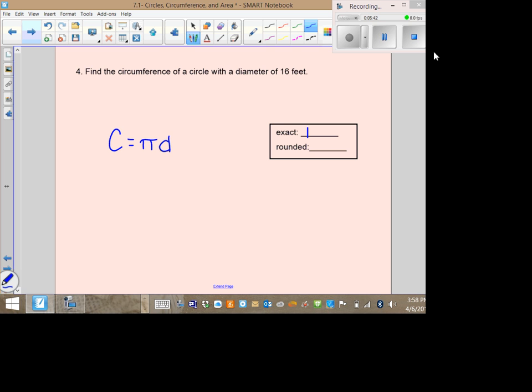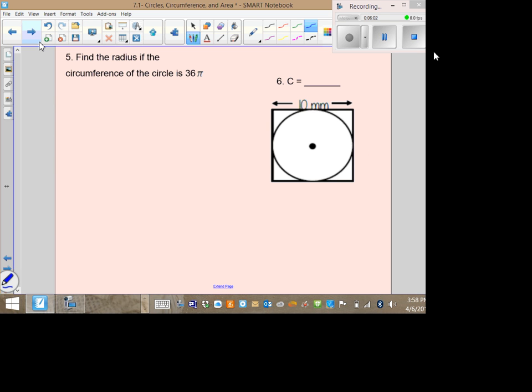So I get 16 pi for my exact. Plugging that in, I get 50.27. And note that these are feet. So circumference is not squared or anything, it's just the label because it's a distance. All right, so these are two problems.